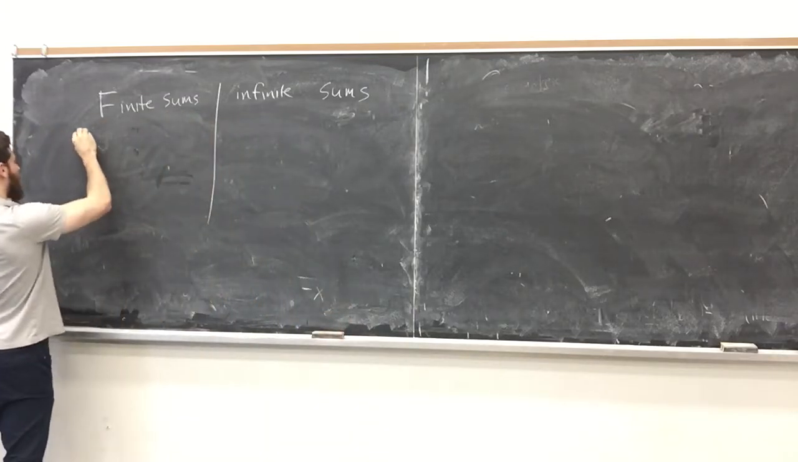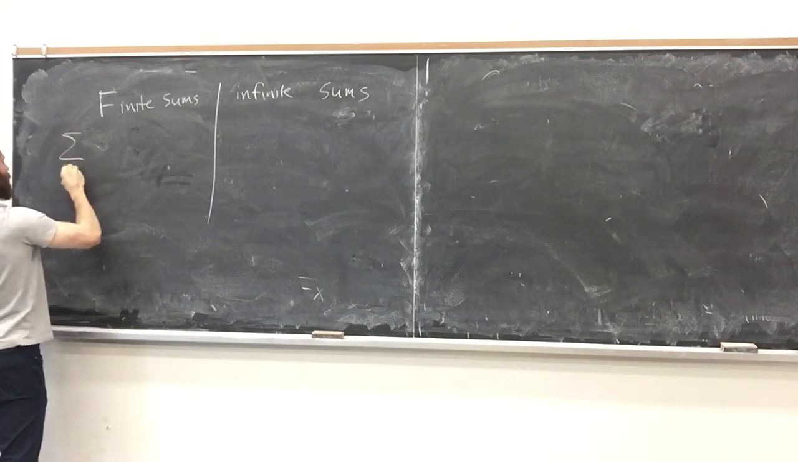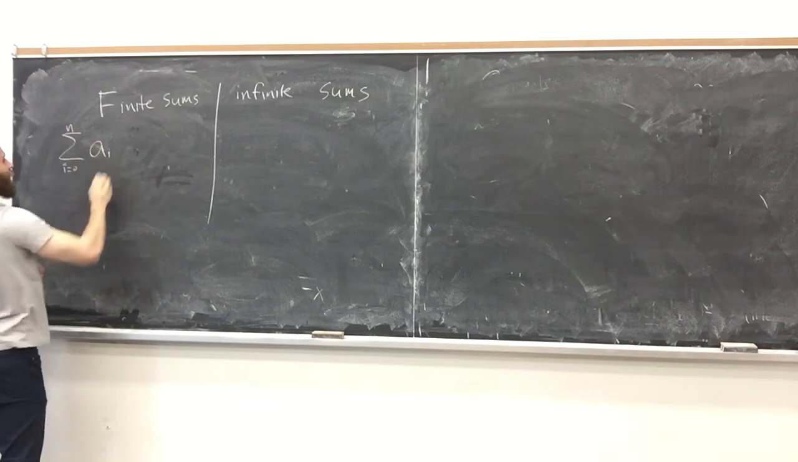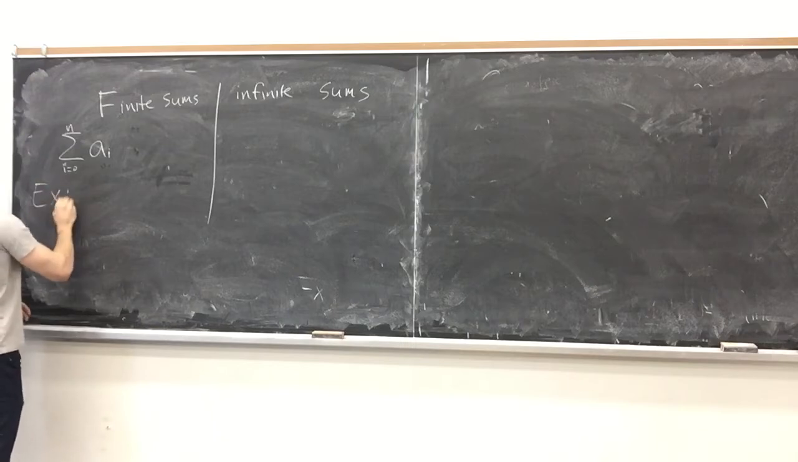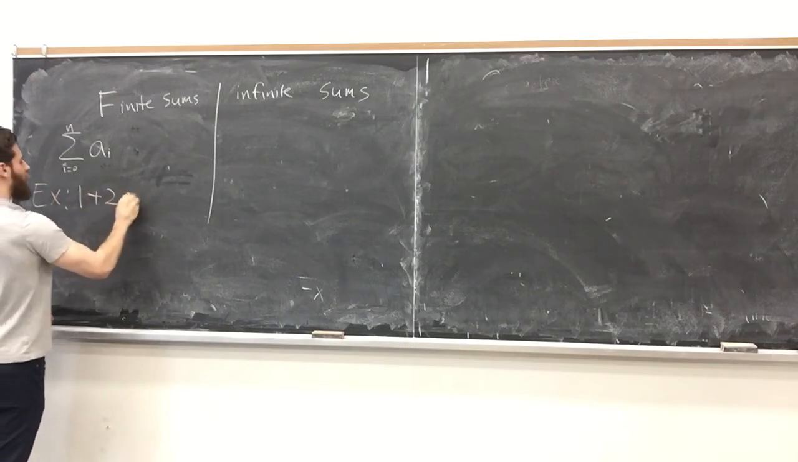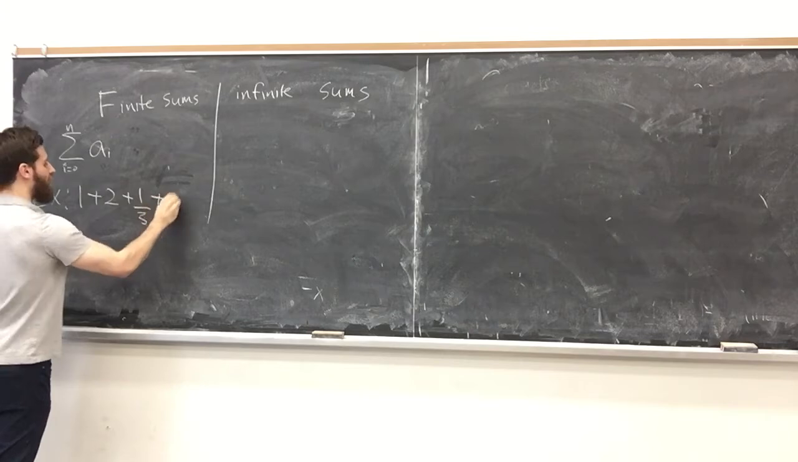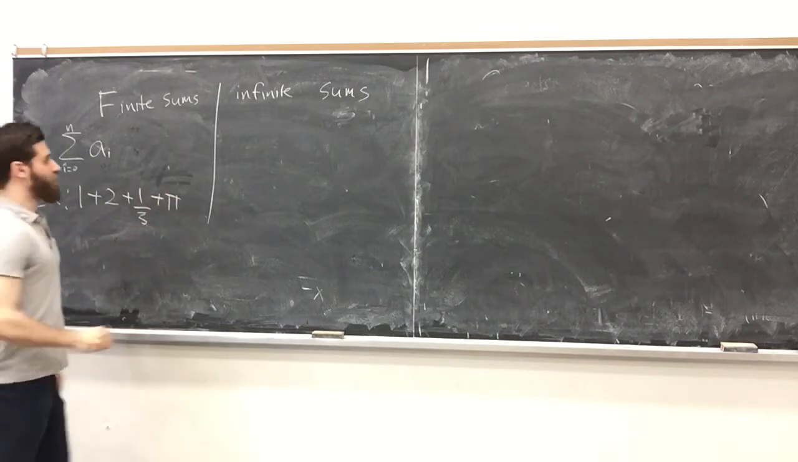The notation we use for this is the sigma notation. So we would take the sum from i equals 0 to n of a_i for some real numbers a_i. An example of this is like 1 plus 2 plus 1 over 3 plus pi. This is a finite sum.